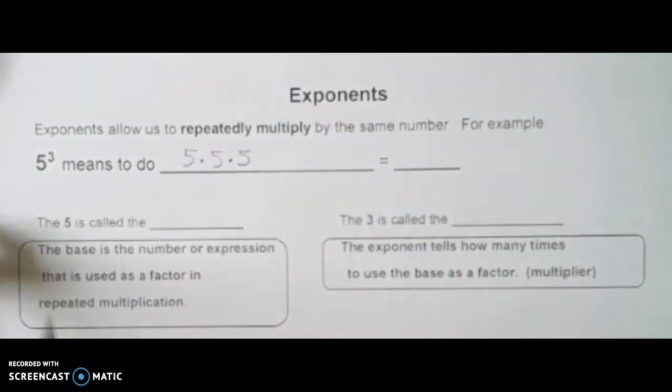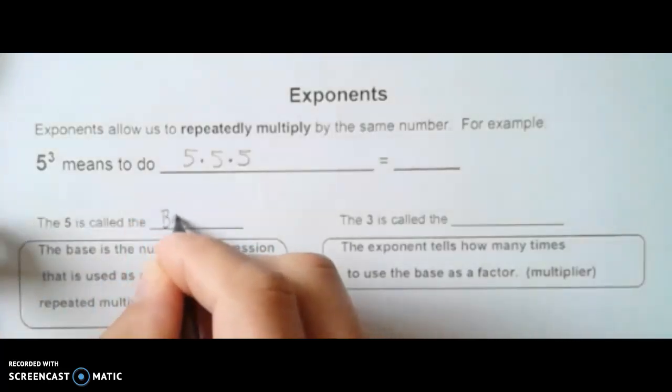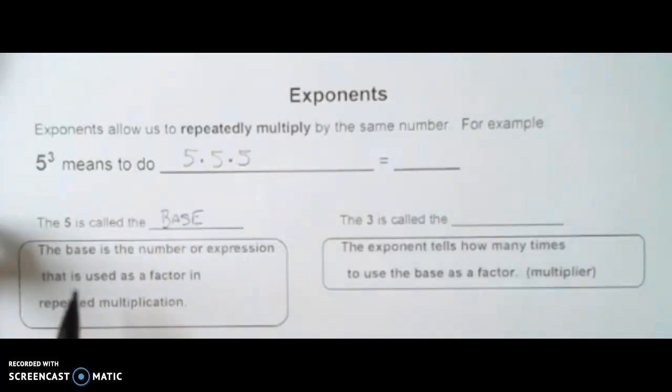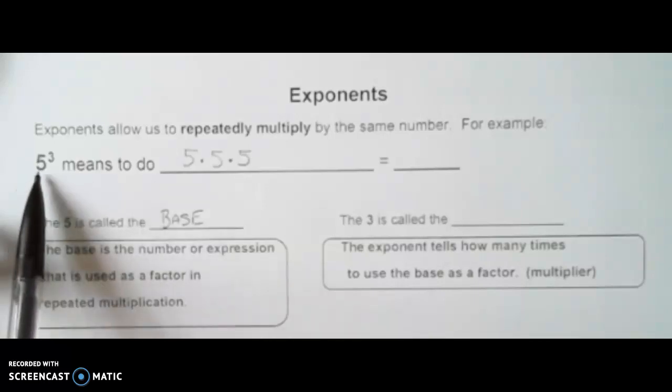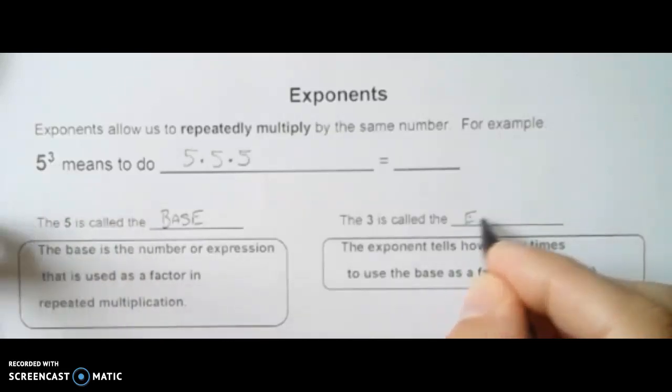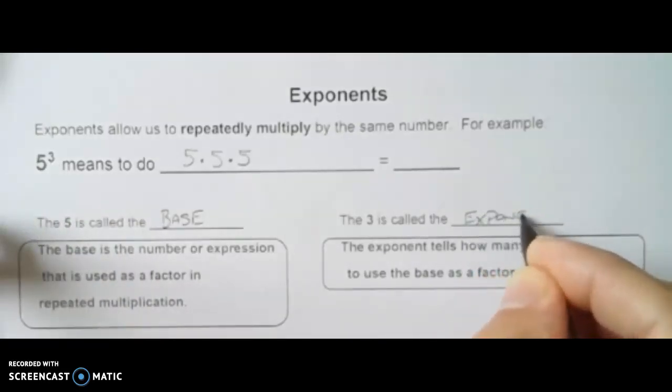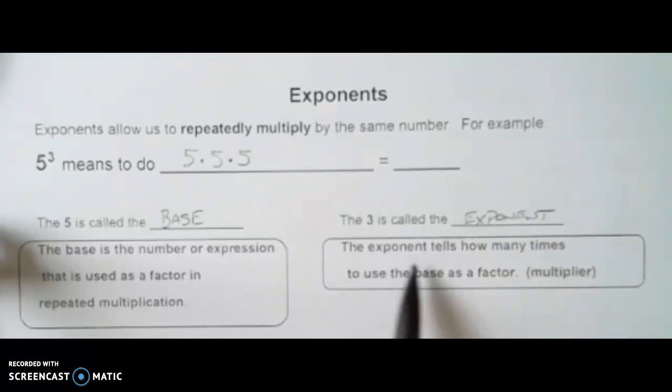The 5 has a name, and this is called the base. The base is the number or expression that is used as a factor in repeated multiplication. So this was the value that was repeatedly getting multiplied. The 3 is called the exponent, and the exponent tells you how many times to use the base as a factor, how many times you're going to multiply it by itself.